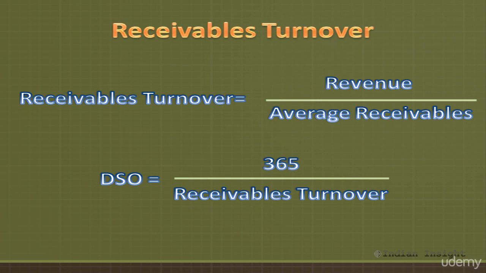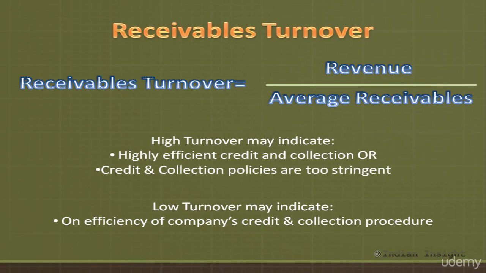A relatively high receivables turnover might indicate highly efficient credit and collection. Alternatively, it might indicate that the company's credit or collection policies are too stringent, suggesting the possibility of sales being lost to competitors offering more lenient terms.